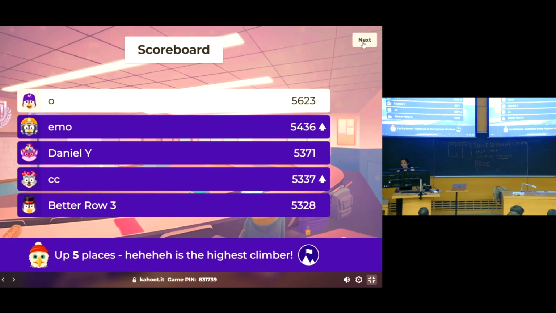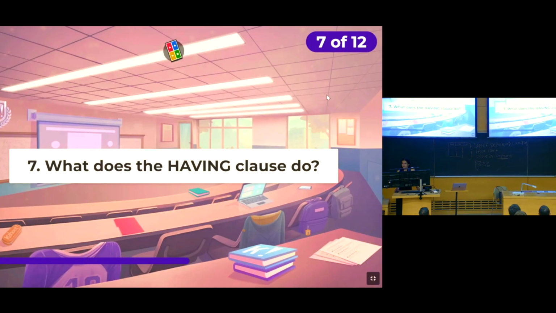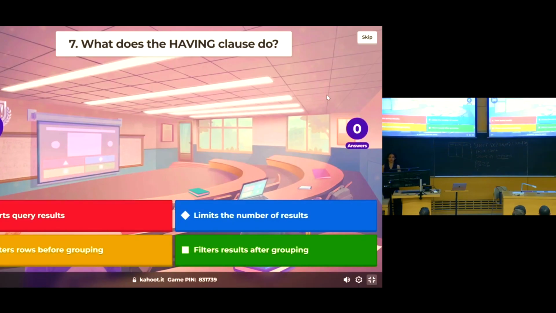Okay, good. So what does the having clause do? You remember having, and I compared having with where?